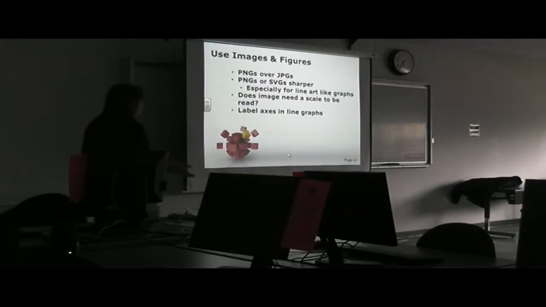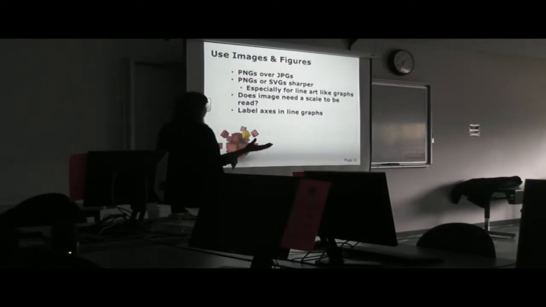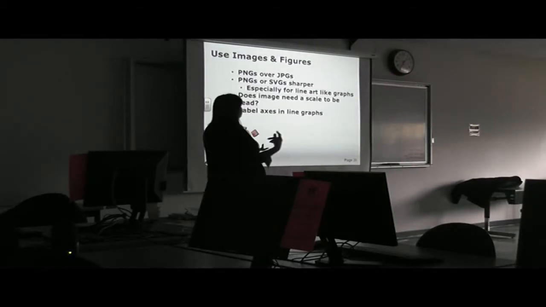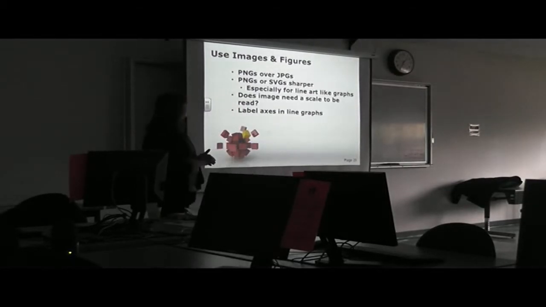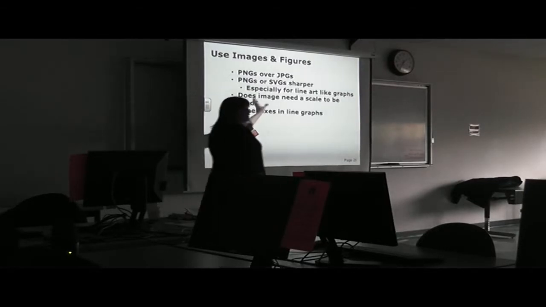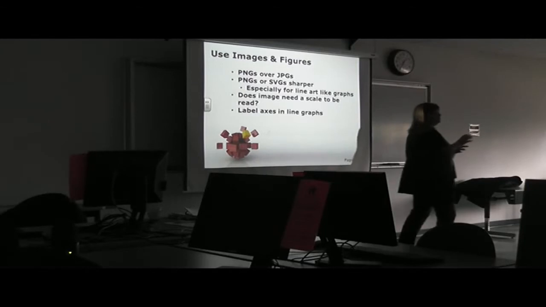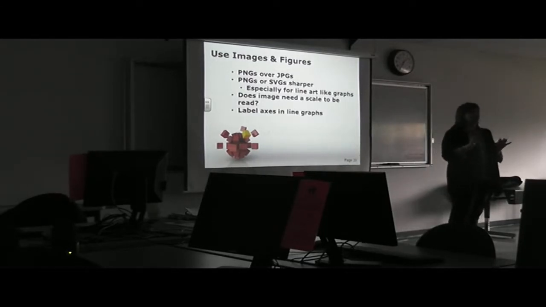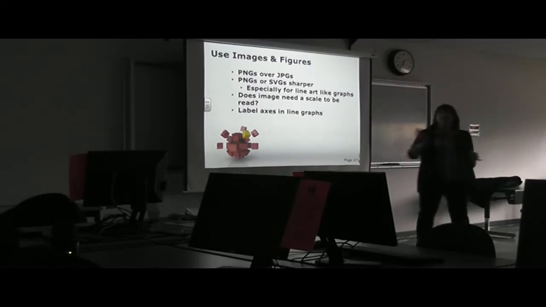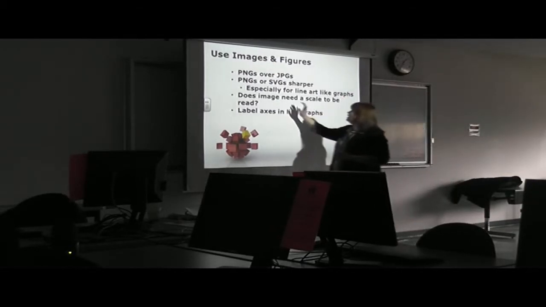So I said PNGs over JPEGs if you've got to save something, PNGs or SVGs, scalable vector graphics, especially for line art like graphs. Okay? You're okay with some fuzzy edges with certain things, but with a line, anything that's a line, you want it to be sharp, you want it to be crisp, so you want to get the highest resolution.